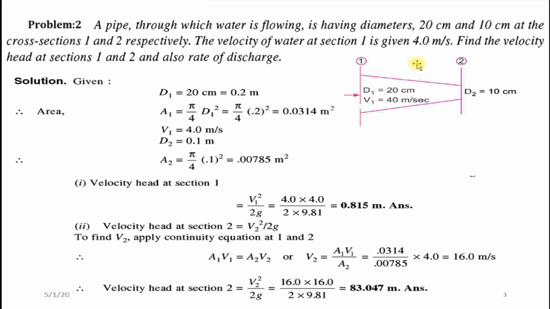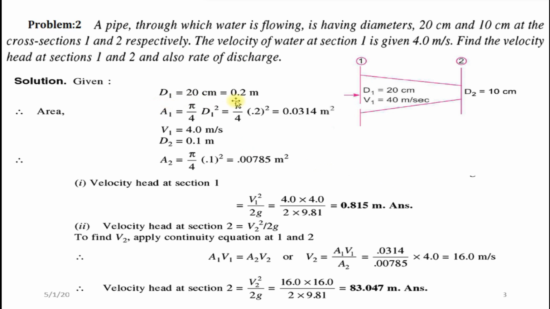Okay, we have to find out the velocity head at section 1 and 2. Velocity head, v square by 2g, is the velocity head, not v by rho g. If it is section 1, it is v1 square by 2g. If you are going to find the velocity head at section 2, it is v2 square by 2g.